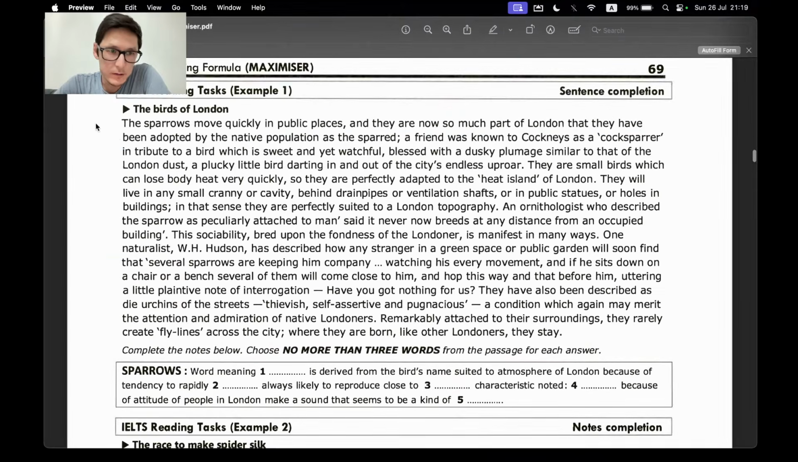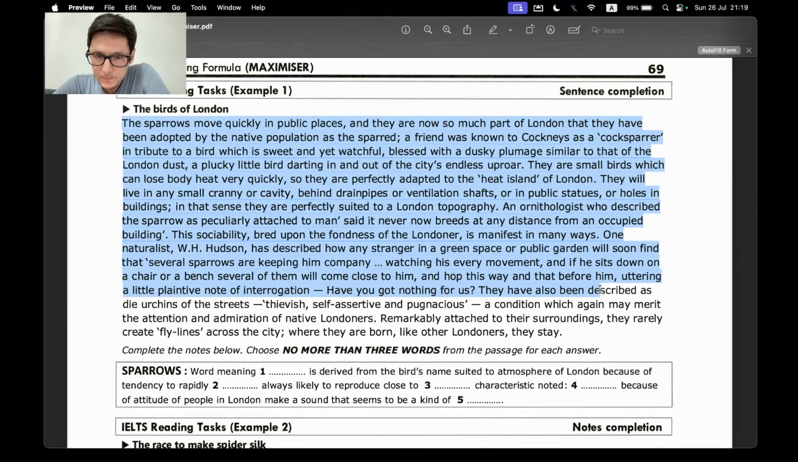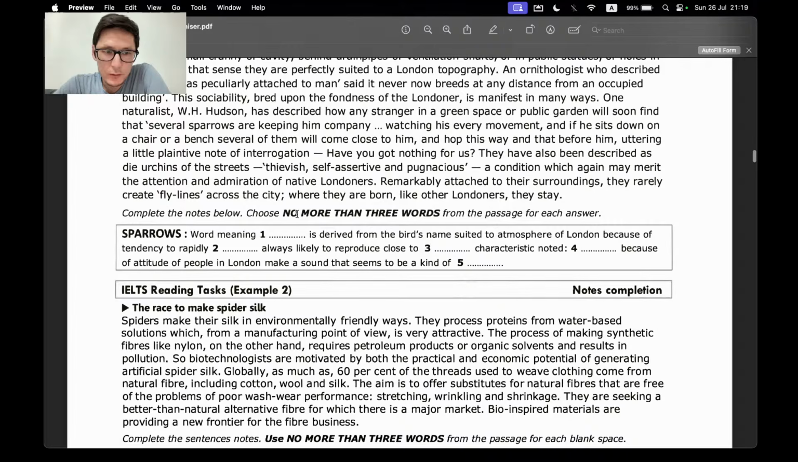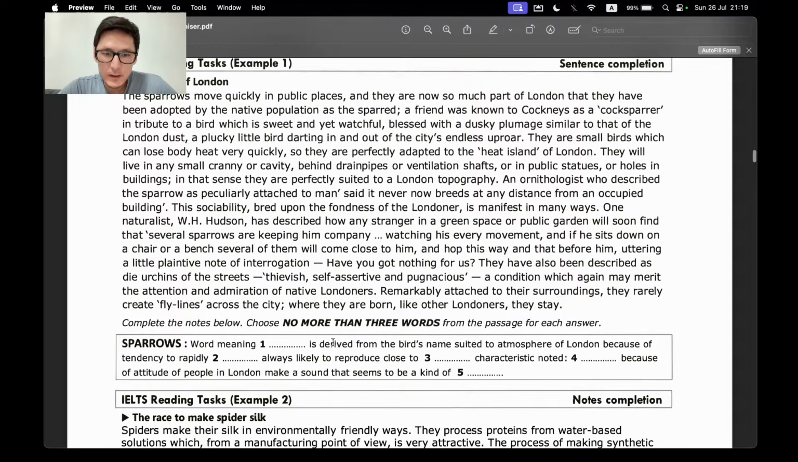So you can read this text, and you have to write no more than 3 words. First, you have to read the task itself. Here it is derived from the bird's name, suited, atmosphere, London. So atmosphere and London, bird's name. These 3 words show you where the question is.